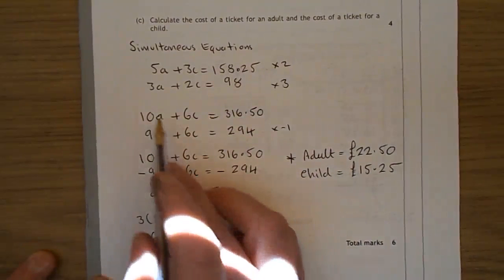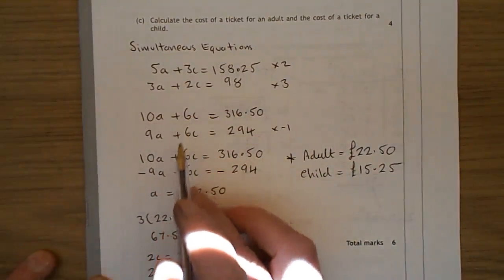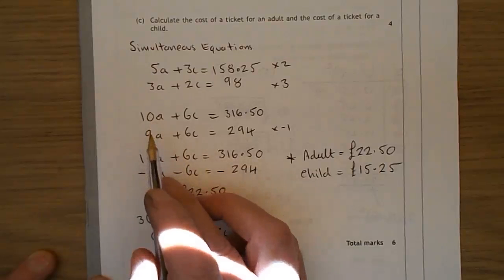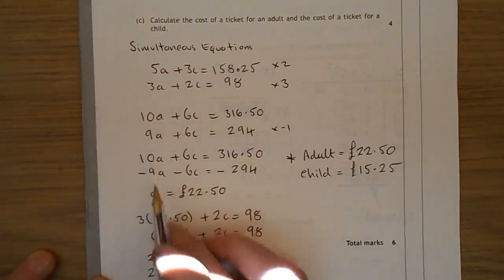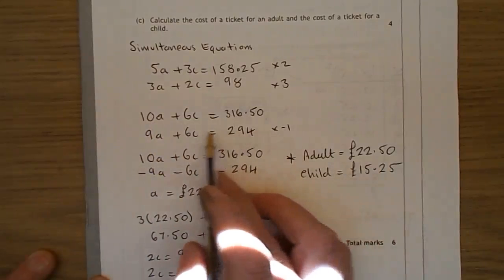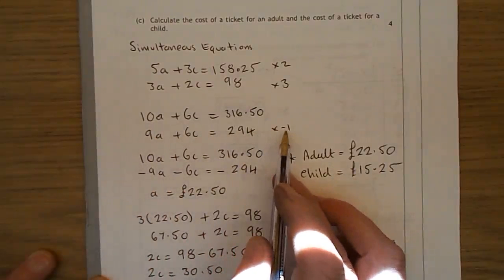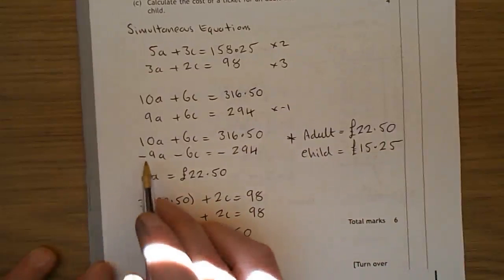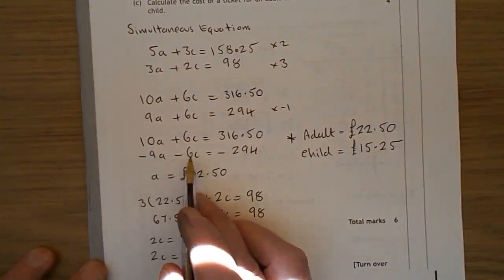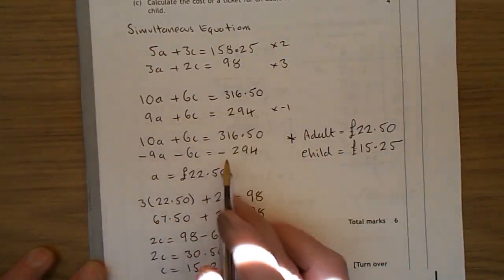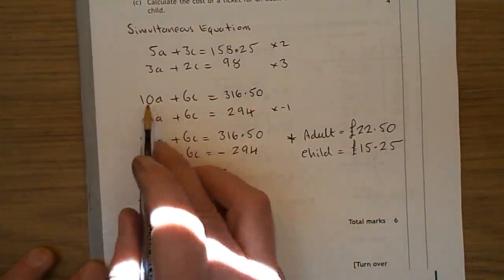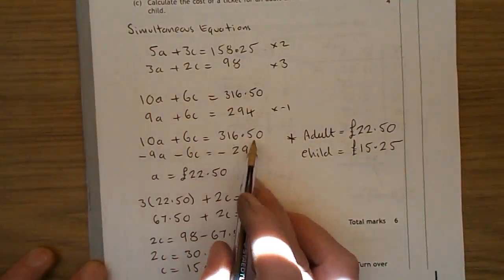Okay, so we have 2 equations and they're both 6C. Now I'd rather do 10 take away 9 because looking ahead that will give me 1A. So I'm going to multiply this equation here by minus 1. This will make minus 9A, take away 6C, it will just change the sign of everything there, minus 294, and you might notice that I've just copied that down here.